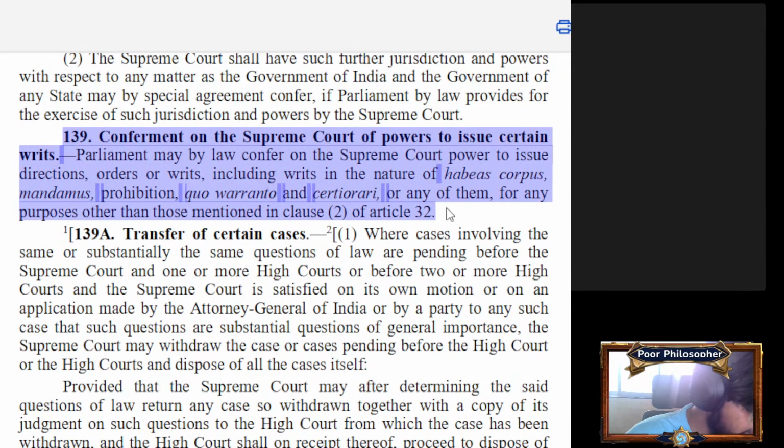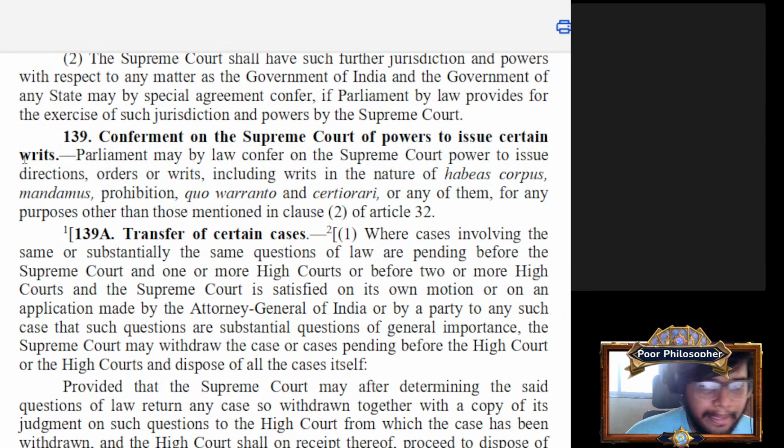Okay, I have forgotten everything. What was Article 32 like? Let's see. I have to check what this means.